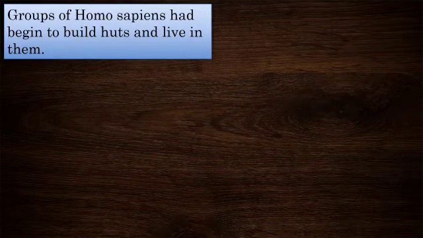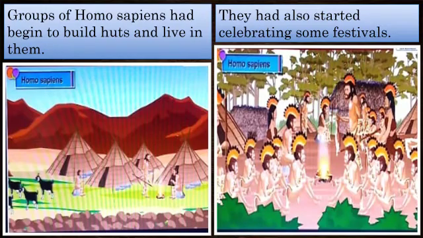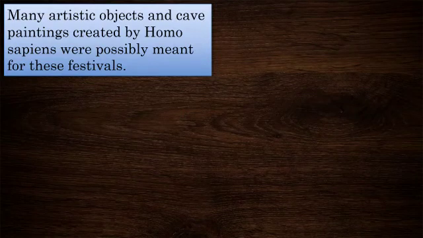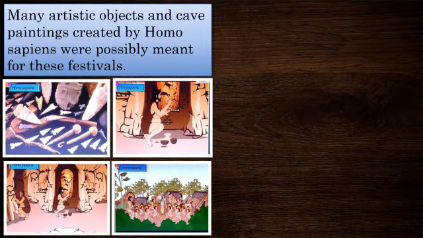So children, because Homo sapiens had tools to hunt, right, which made them obtain food, they could stay in one place for a longer period. So this group of Homo sapiens had begun to build huts and live in them. They also started celebrating festivals. Many artistic objects and cave paintings created by Homo sapiens were possibly meant for this festival. So for festivals, Homo sapiens used to make artistic objects and cave paintings.